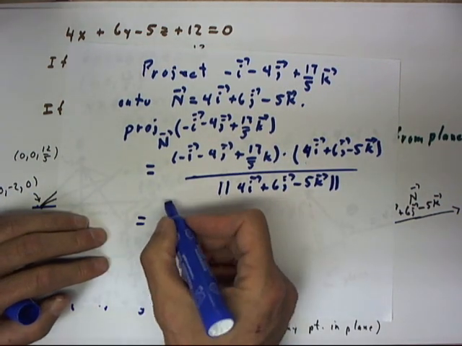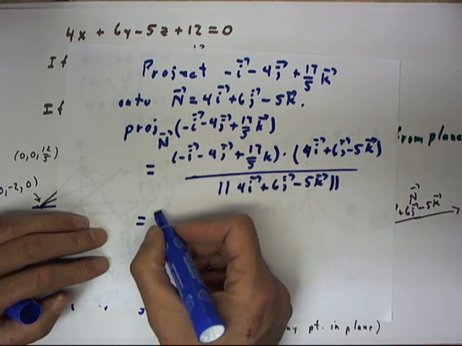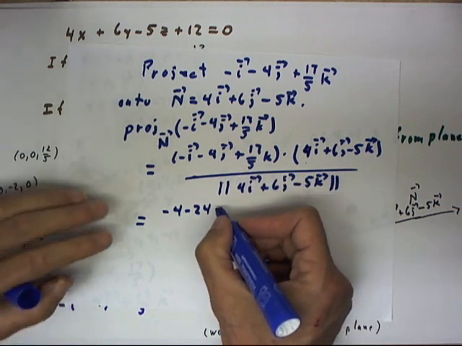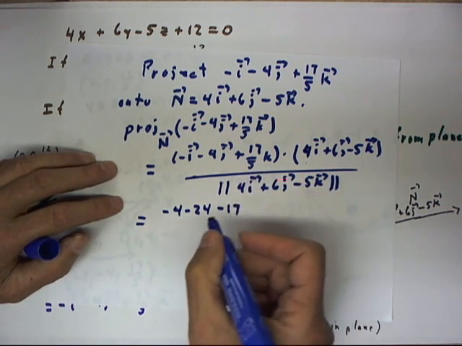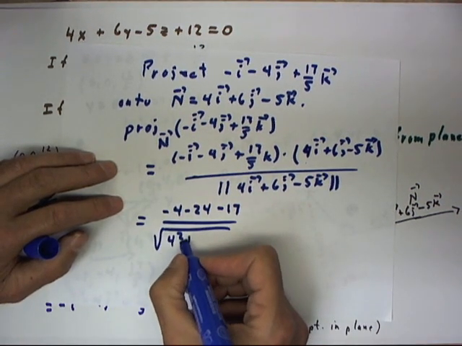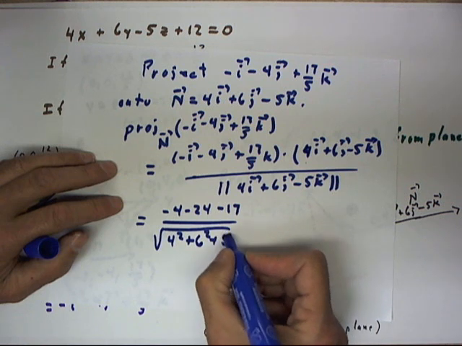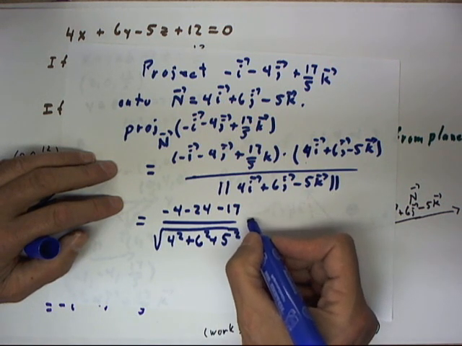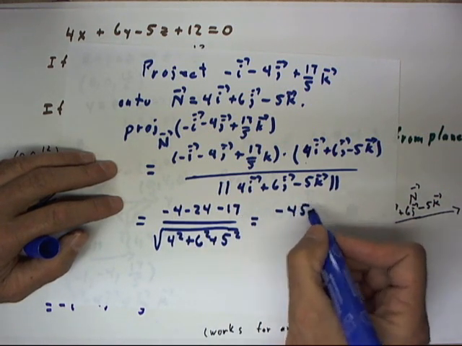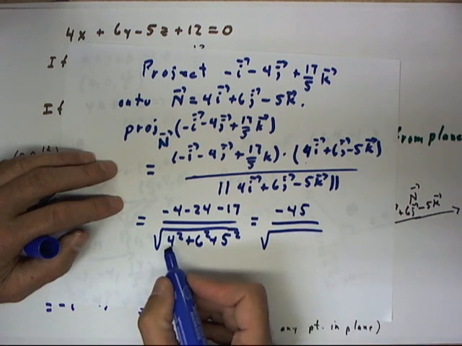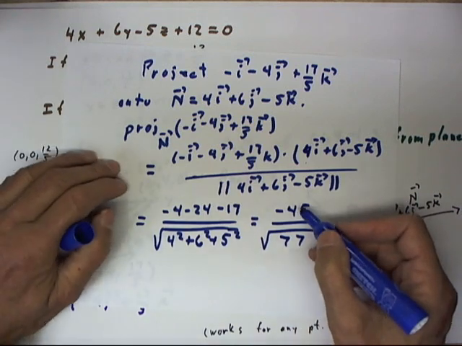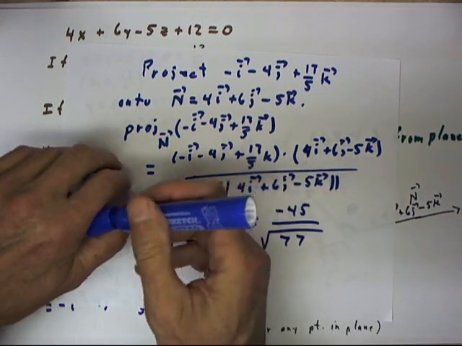And what we end up with is now just straightforward calculation. We end up with -4 minus 24, and 17/5 times -5 is minus 17, over the square root of 4 squared plus 6 squared plus 5 squared. Now that turns out to be -45 if I'm doing my arithmetic correctly, and 16 and 36 is 52, plus 25 is 77. So this would be negative 45 over the square root of 77.